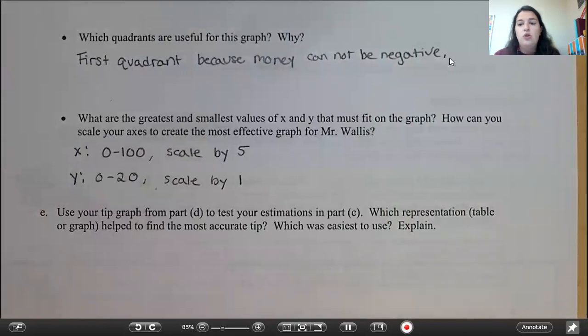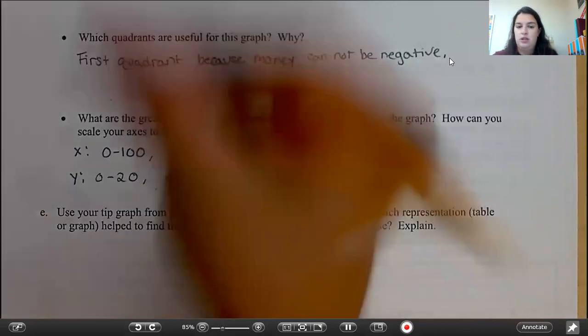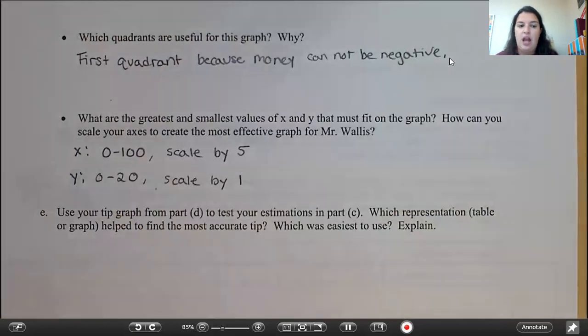Okay? So now your job for the rest of this lesson is to actually create your graph on graph paper using this information that we just went through together and answer part E. We will talk about the graph and part E when you come back to class.